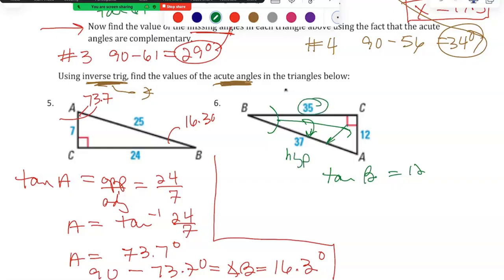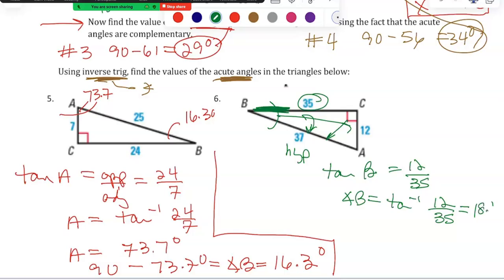So I need to go over 35 because that's the adjacent, because it touches the angle in question and it's not the hypotenuse. So that's my ratio, but I want the angle. So angle B equals tan to the negative 1 of 12 over 35. That goes in your calculator, and you should be getting 18.9 degrees. So angle B is 18.9 degrees.